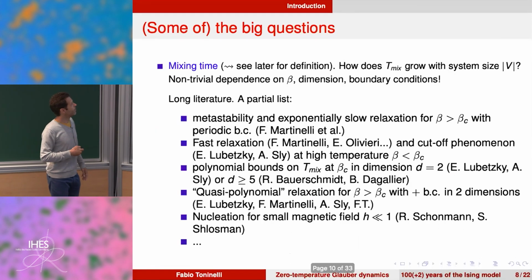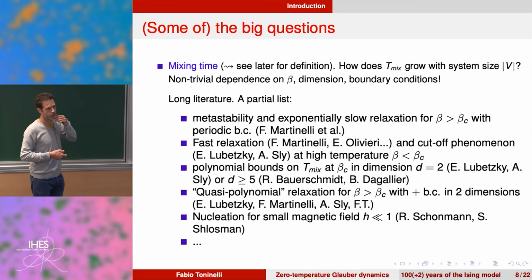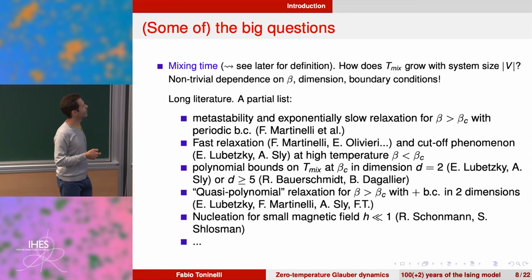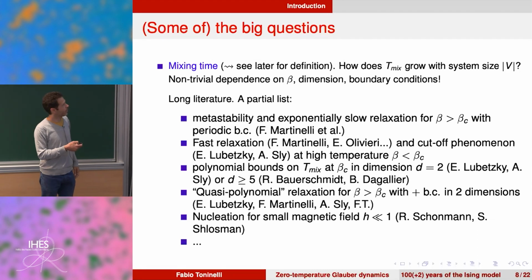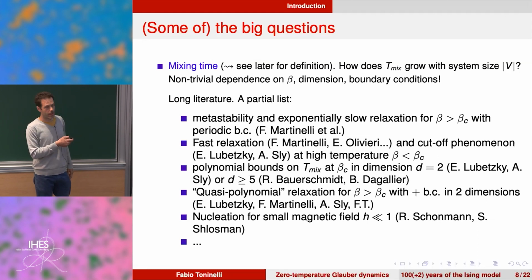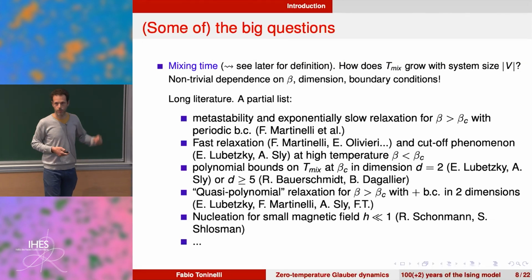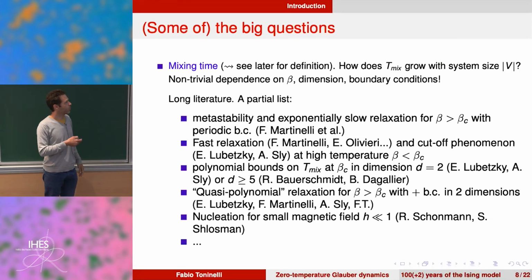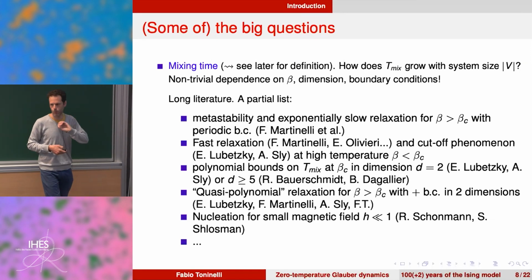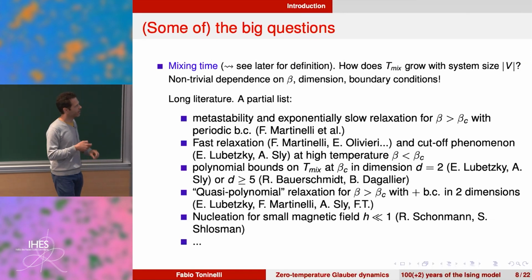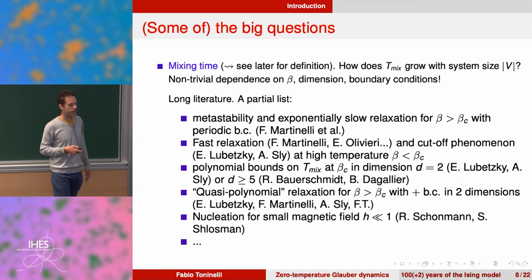Okay. Right, and then the third type of question concerns mixing times. Mixing time will be defined later. But the type of question one is interested in here is how does the mixing time grow with the system size V, the cardinality of the box. And there is a non-trivial dependence on the temperature, the space dimension, and the boundary conditions. So here I tried to squeeze into a slide many, okay, certainly not a full list of references, but at least I want to flash some of the important progress that was made in the past.